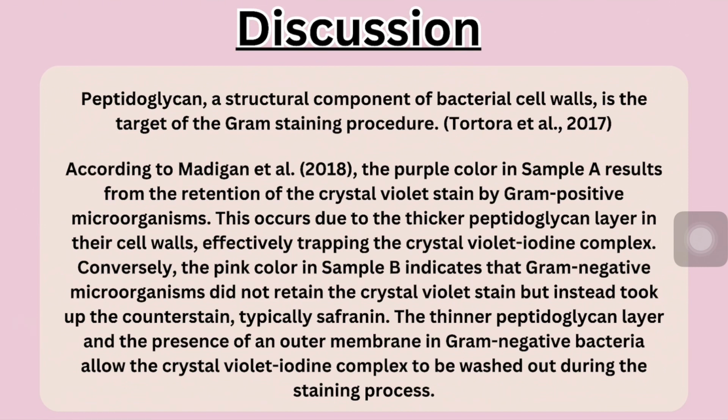Conversely, the pink color in sample B indicates that gram-negative bacteria did not retain the crystal violet stain, but instead took up the counterstain, typically safranin, that was used in this experiment. The thinner peptidoglycan layer and the presence of an outer membrane in gram-negative bacteria allowed the crystal violet iodine complex to be washed out during the staining process.